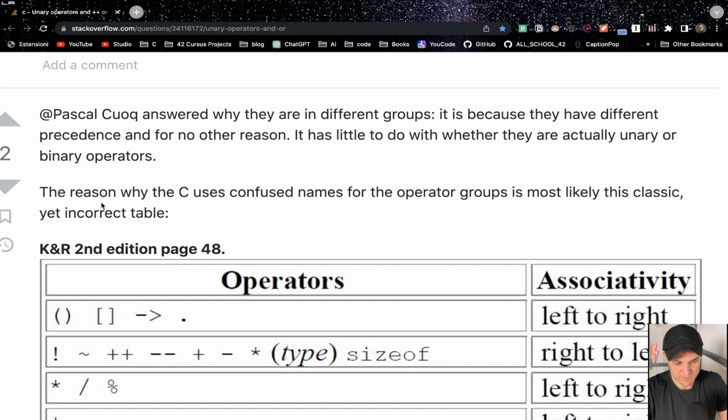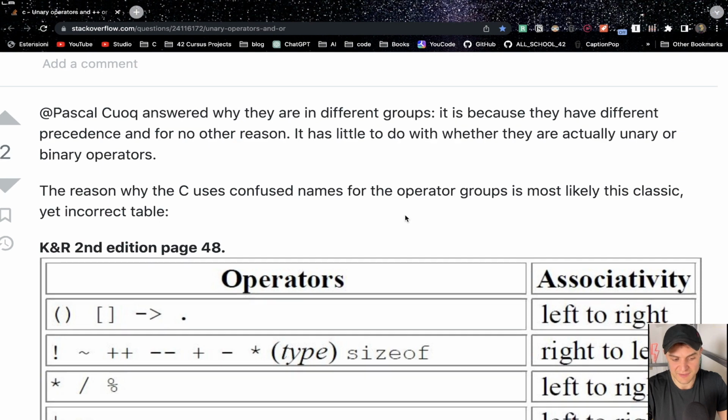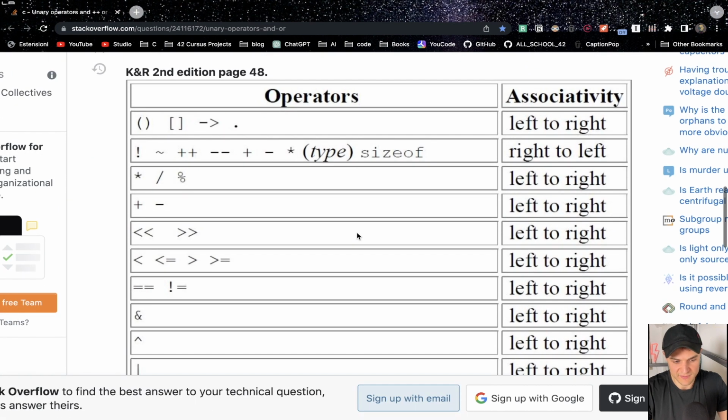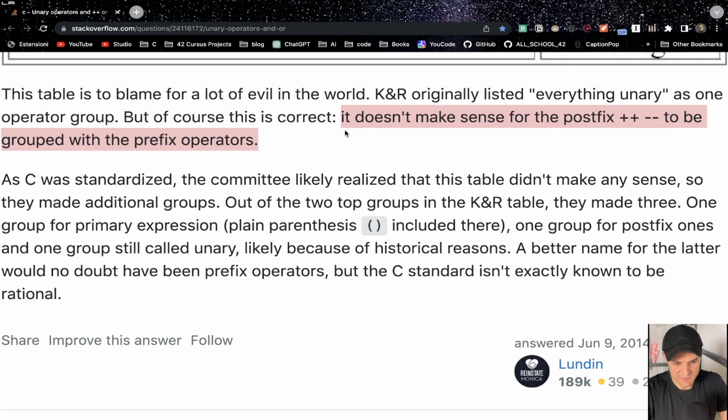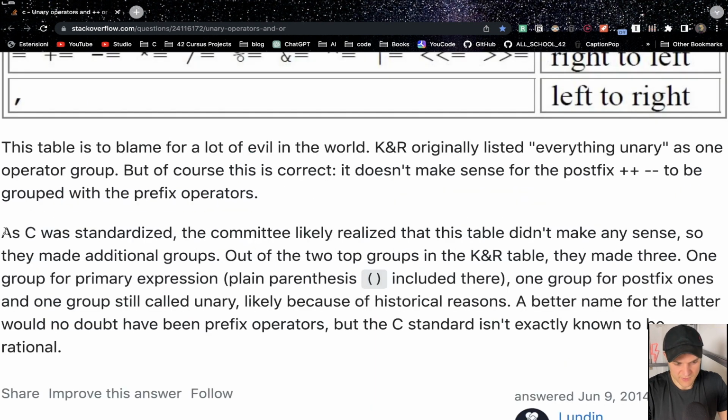Here's another response. The reason why C uses confused names for the operator groups is most likely this classic yet incorrect table. This is the table you will find in your book. The table is to blame for a lot of evil in the world. Kernighan and Ritchie originally listed everything unary as one operator group. But the problem is that it doesn't make sense for the postfix to be grouped with the prefix operators. So long story short, you can read by yourself.